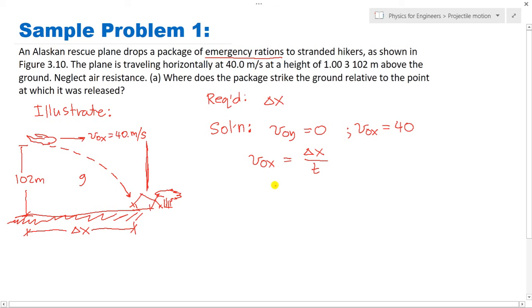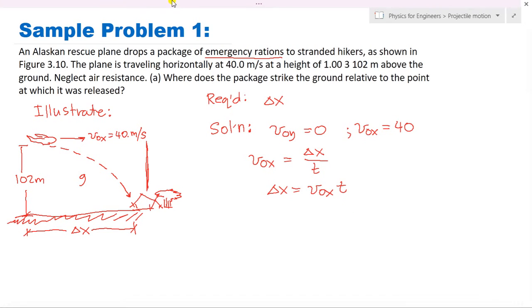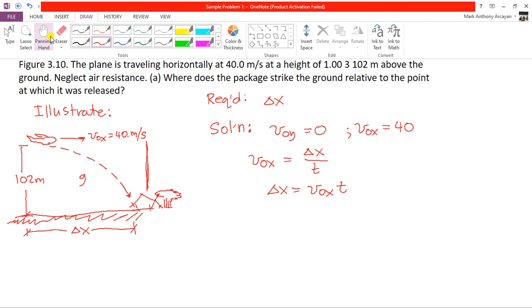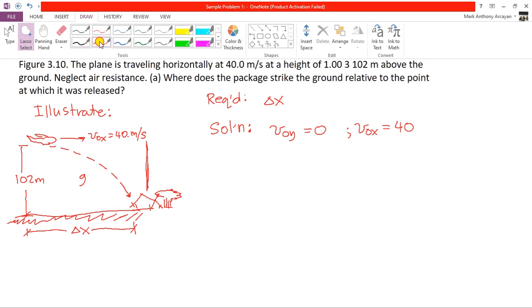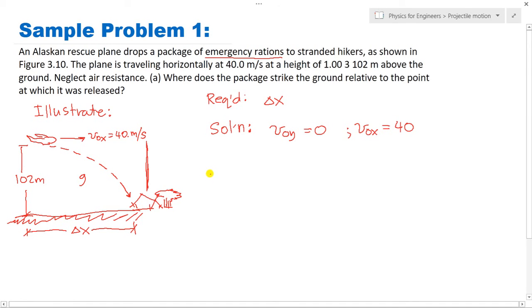So delta x pala is just equal to velocity along x, which is already given, times the time. Oh no, wala tayong time. So therefore, we need to look first for the time. So how are we going to solve for our time, class? So maybe we can use the kinematic equation from the free fall. Kasi projectile ito, so meron tayong isang option kasi yung projectile has two governing motions, free fall and tsaka yung rectilinear. So let's use the free fall.